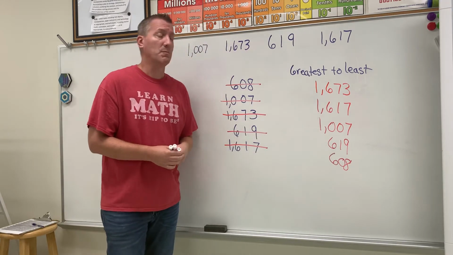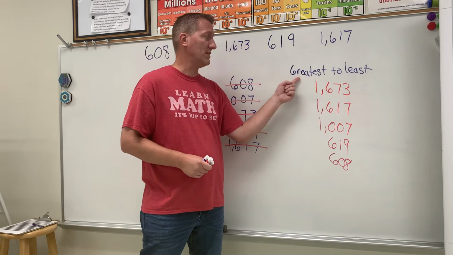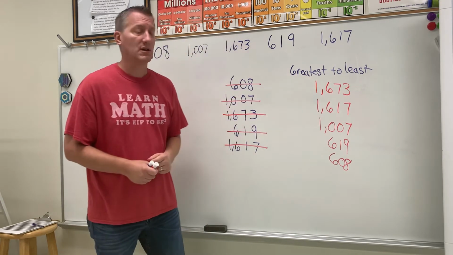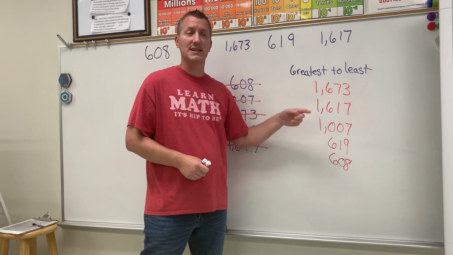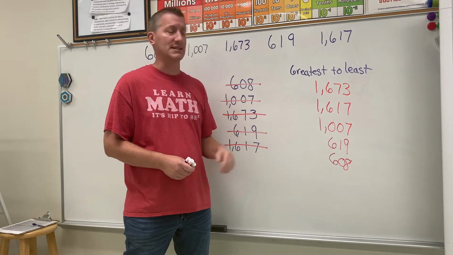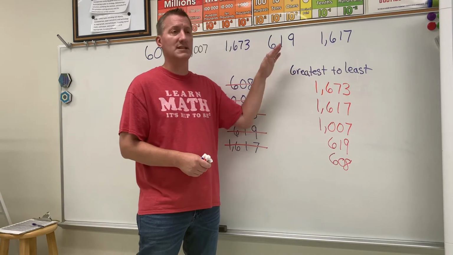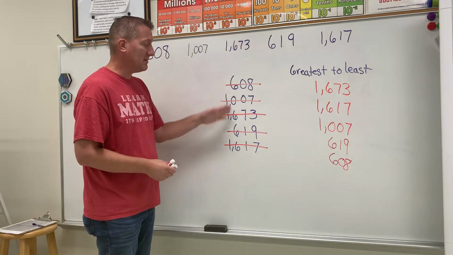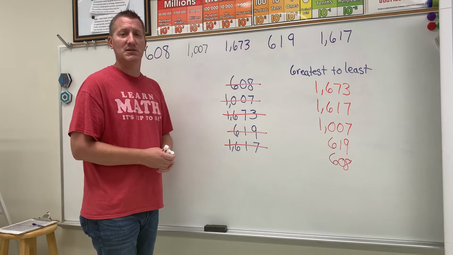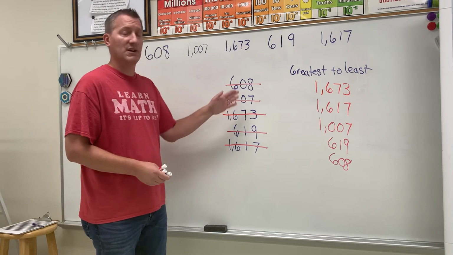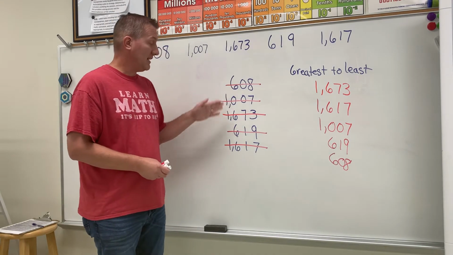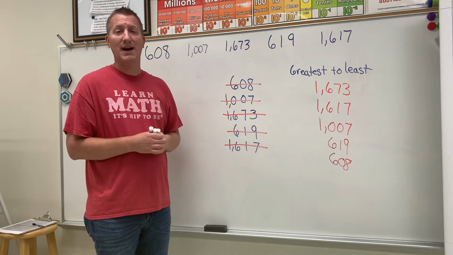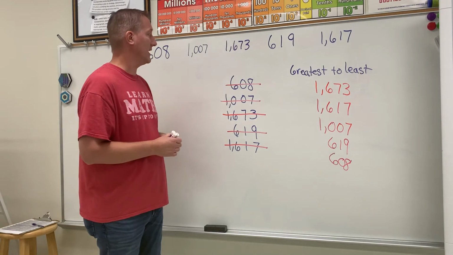Okay, so be careful and watch what they're asking for. Okay, if they're asking from greatest to least, then make sure you put it from greatest to least. If they're asking least to greatest, then put it in order from least to greatest. But if you line them up like this, line up your place values, you will for sure get them right.